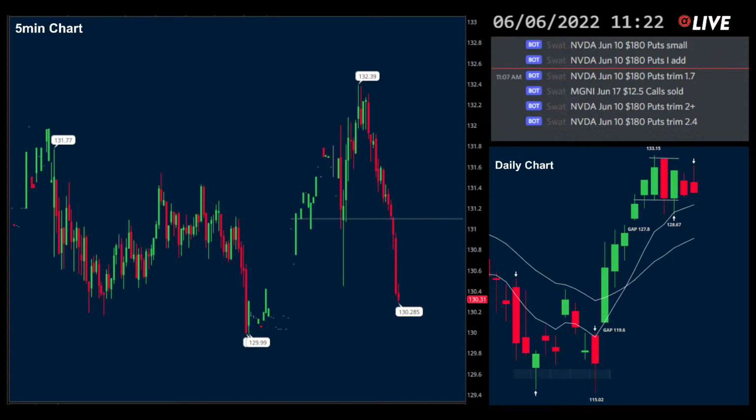JP Morgan gap fills at 127.8. Stock now above 130. New lows on the day, JP Morgan. So if you look at JP Morgan, if it breaks below 130, watch out, goes fill the gap at 127. The next level 126, that's the 21-day moving average.